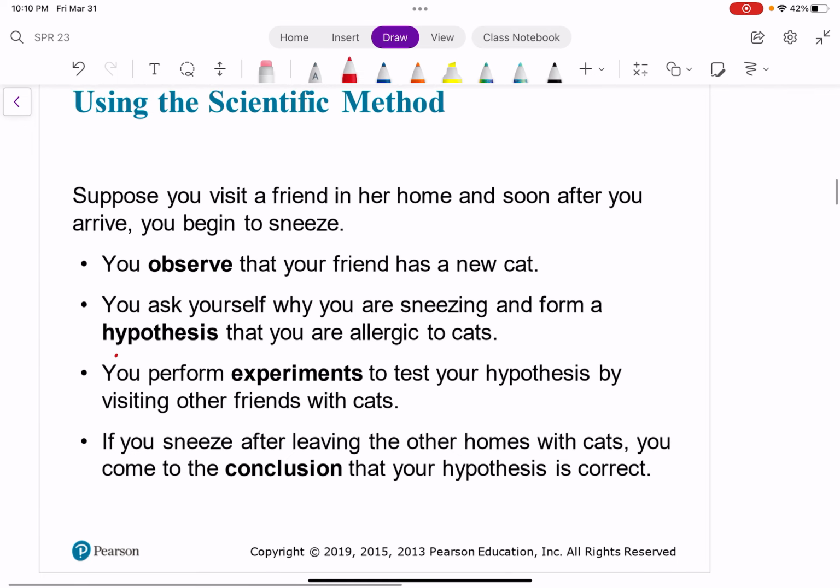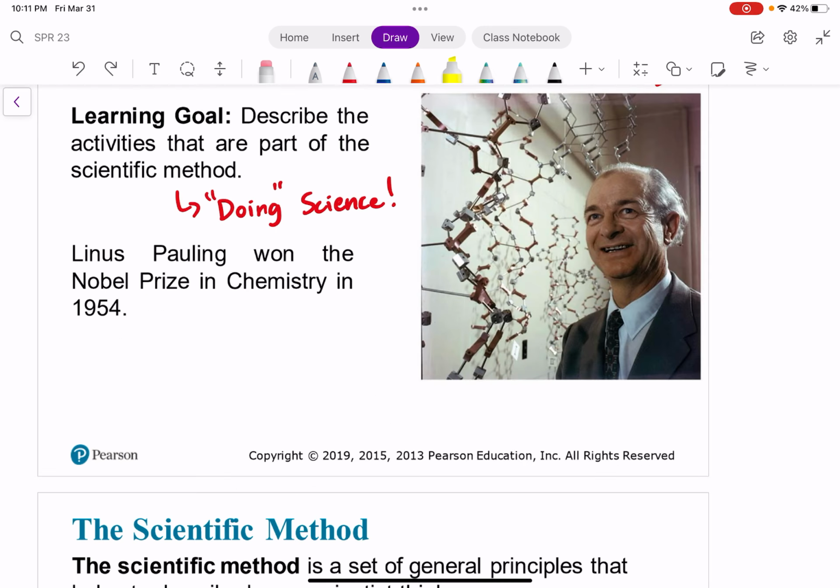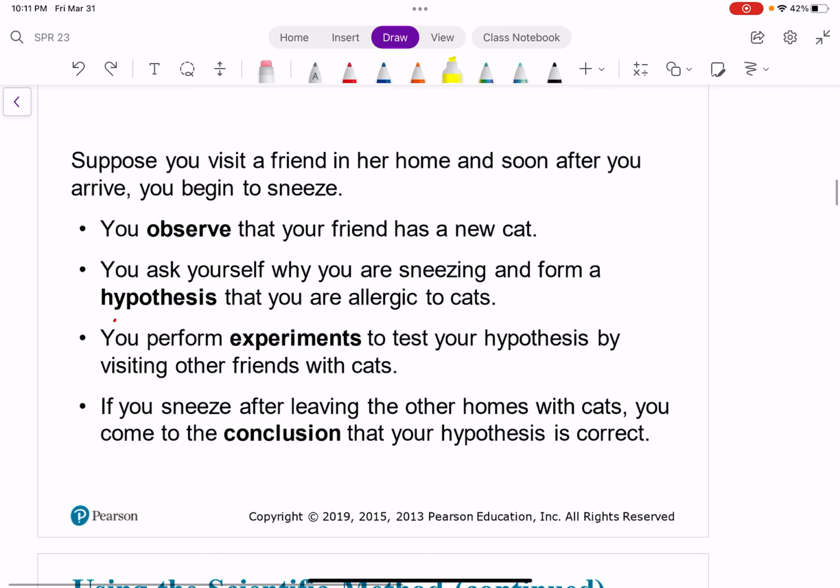So this is an example of when you would use the scientific method in real life. Suppose you visit a friend in her home, and soon after you arrive, you start to sneeze. You're observing that your friend has a new cat. You're also observing that you're sneezing. I mean, that's an observation too, right? So you're making these observations about things that you're experiencing, about the natural world around you. And that's really the first step in the scientific method.